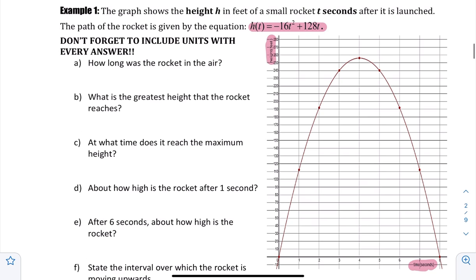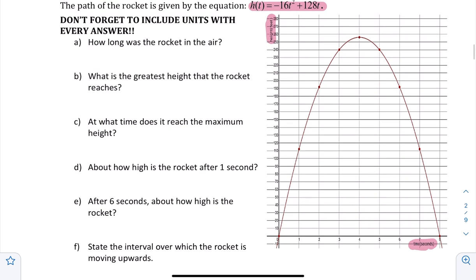And it asks me, how long is my rocket in the air? Now, t is time, and if I look at where my rocket was launched at time 0, it looks like it landed at about 8 seconds. So my rocket had to have been in the air for 8 seconds.